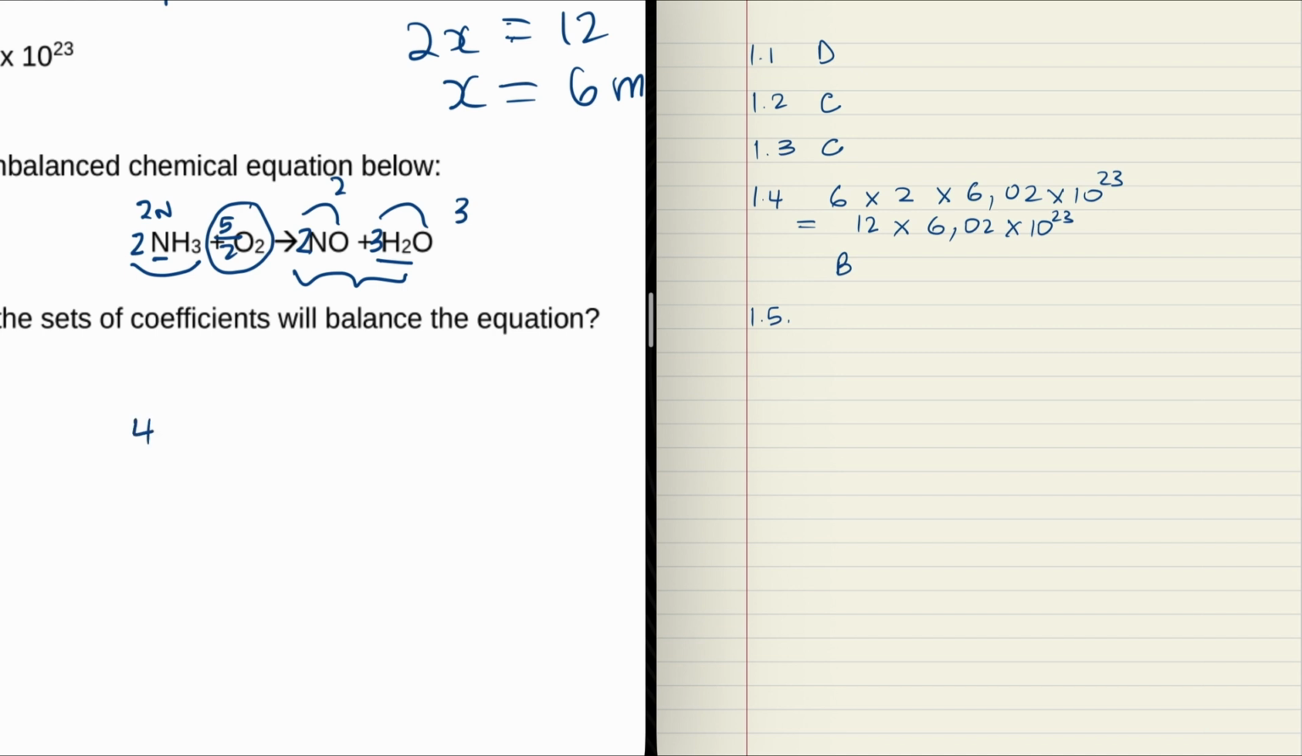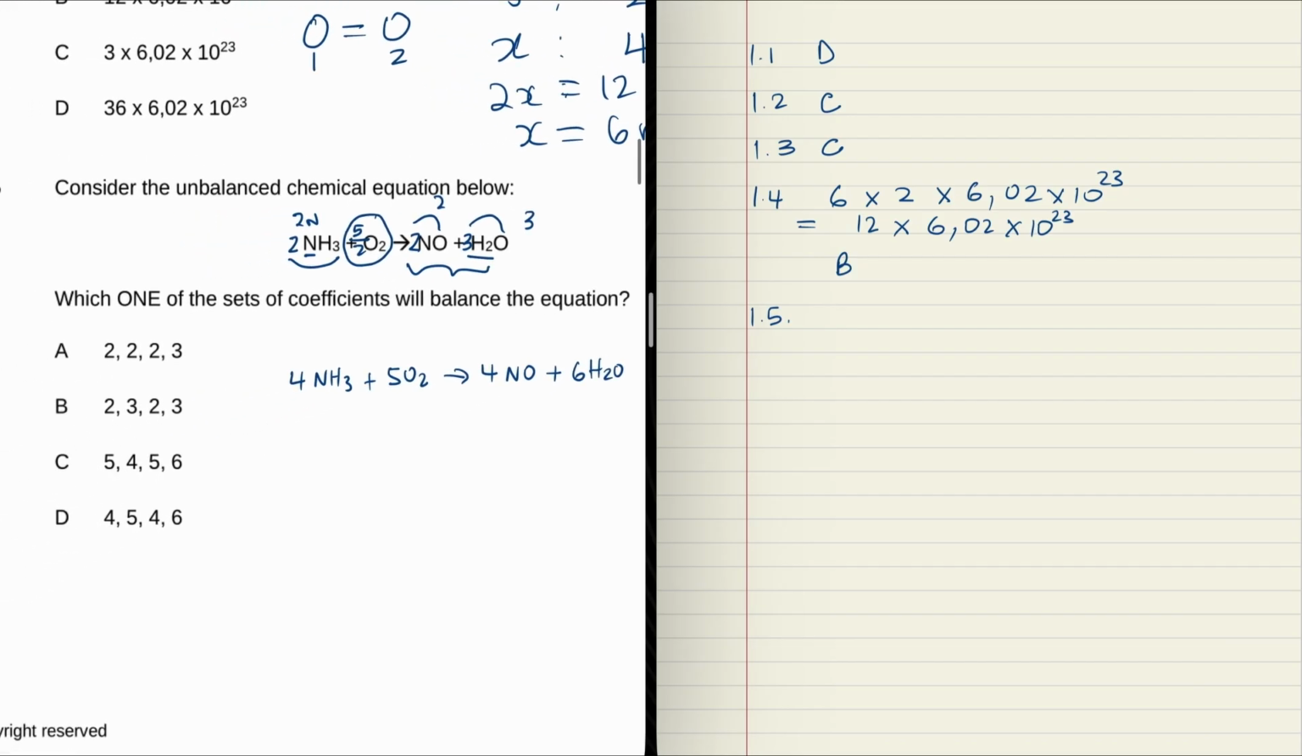So I'm going to have 4 NH3 plus 5 O2 producing 4 NO plus 6 H2O. So is that an option? 4, 5, 4, 6. The answer is D.